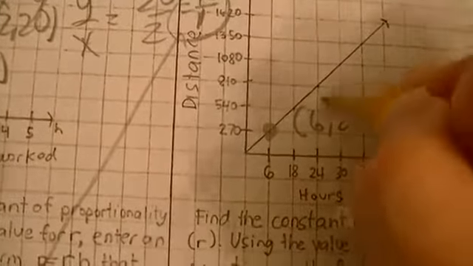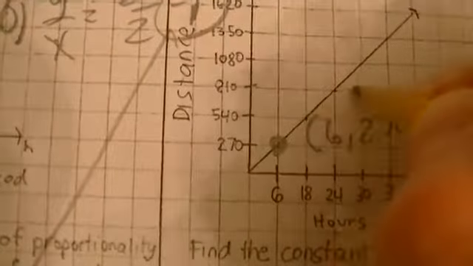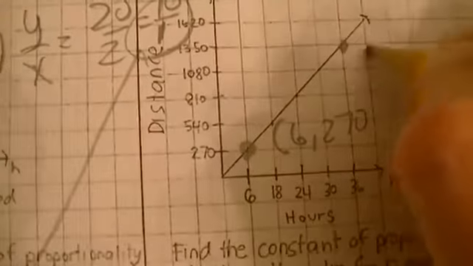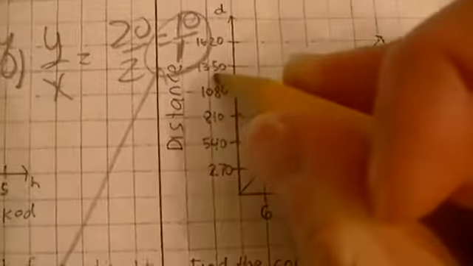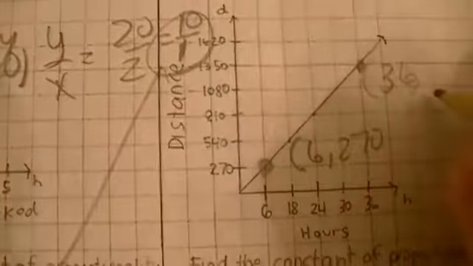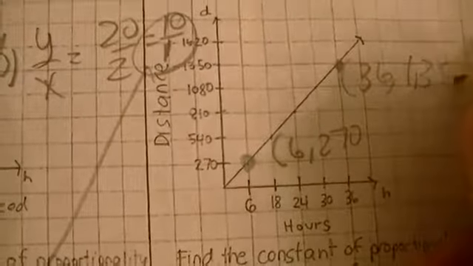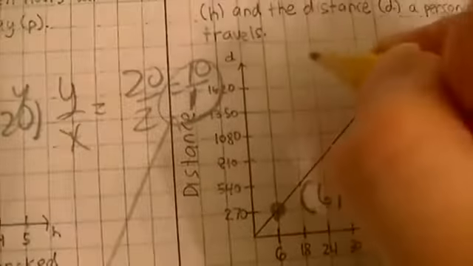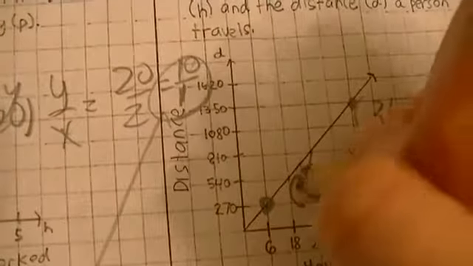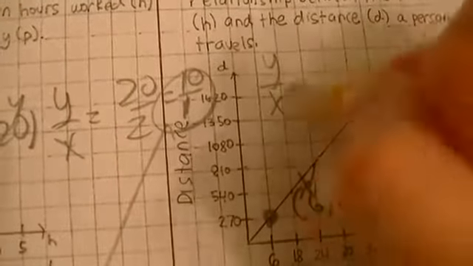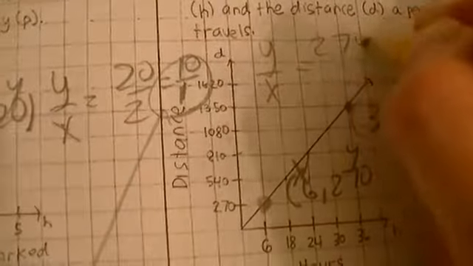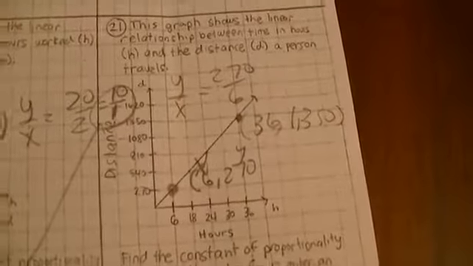So that point is 6, 270. I could have picked that one, but I ran out of room, so I can do this one. It's 1, 350. Okay, I like this one. It's nice and small numbers. X, Y. So unit rate is Y divided by X. So I would go 270 divided by 6. And I got 45.